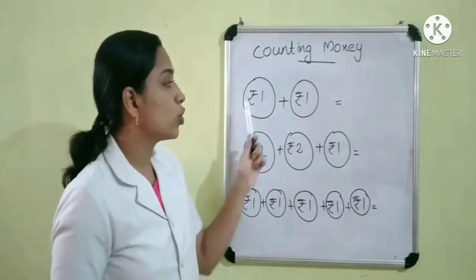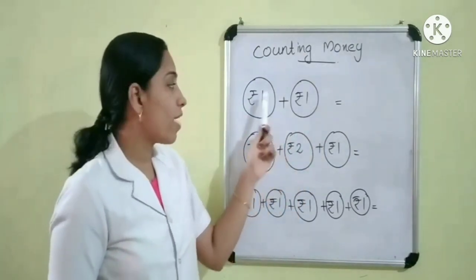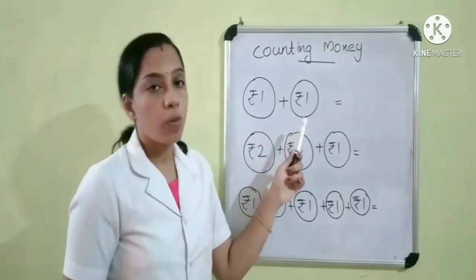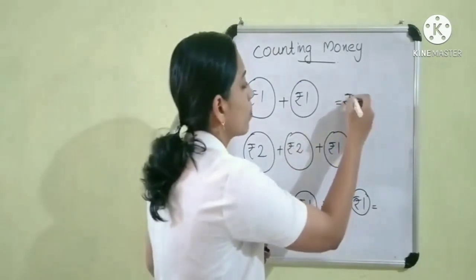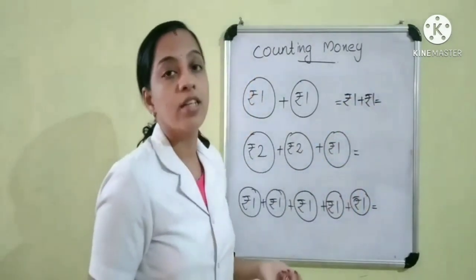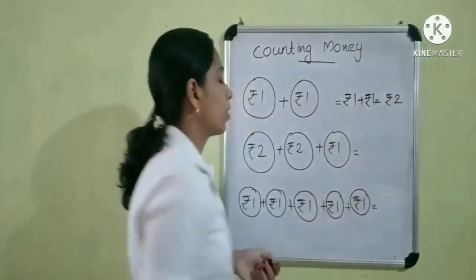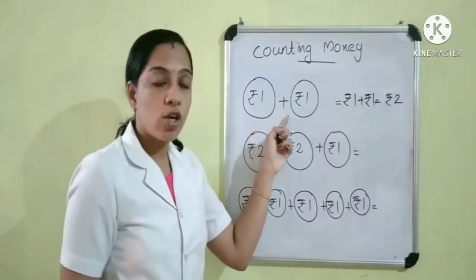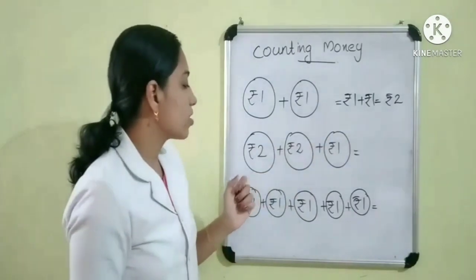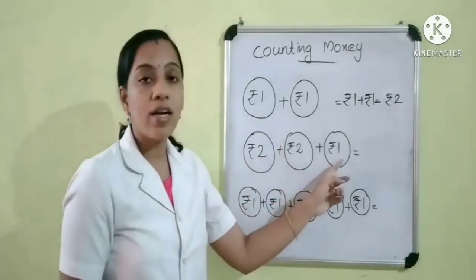Here we can see two 1 rupee coins. We have to find out the total amount. We know the value of this coin is rupees 1. This also rupees 1. So let us add rupees 1 plus rupees 1. That's equal to 1 plus 1, 2. So we can say that the total amount is rupees 2. That is, two 1 rupee coins make 2 rupees. Right, children?